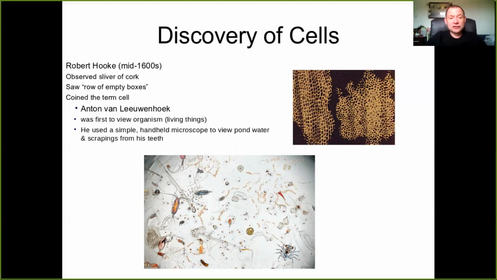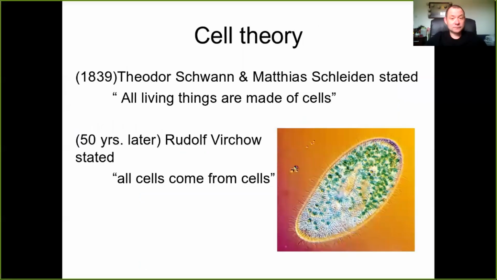Books were published with these microscopy images, and they were a sensation at the time. 1839, Theodore Schwann and Matthias Schleiden stated all living things are made of cells. 50 years later, Rudolf Virchow stated all cells come from cells, meaning one cell divides to make a new cell. This was not certain until that point. Many people believed that cells would spontaneously arise. People actually believed that animals would spontaneously arise. You would throw some dirty rags in the corner of a barn, and miraculously, mice would appear from those dirty rags. The same with flies originating from meat. But close observation revealed this to be false.